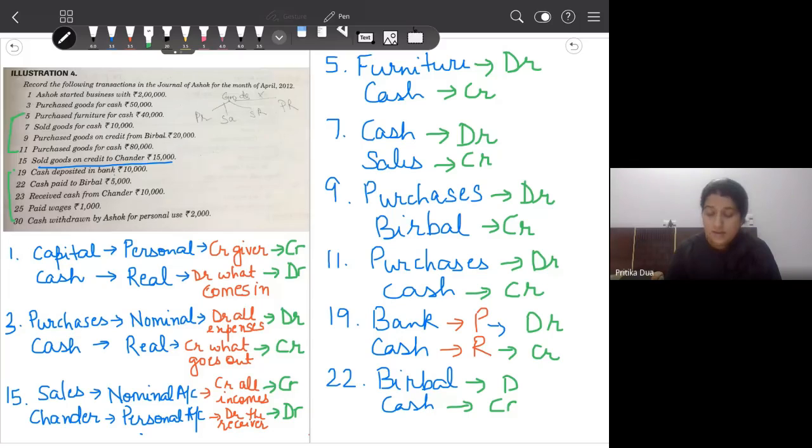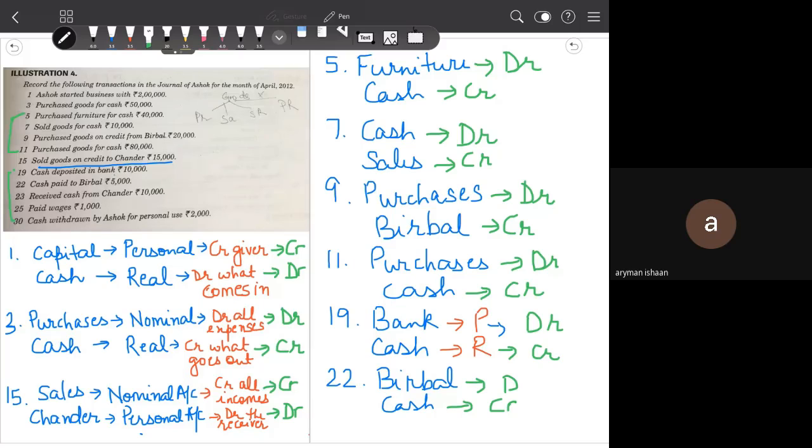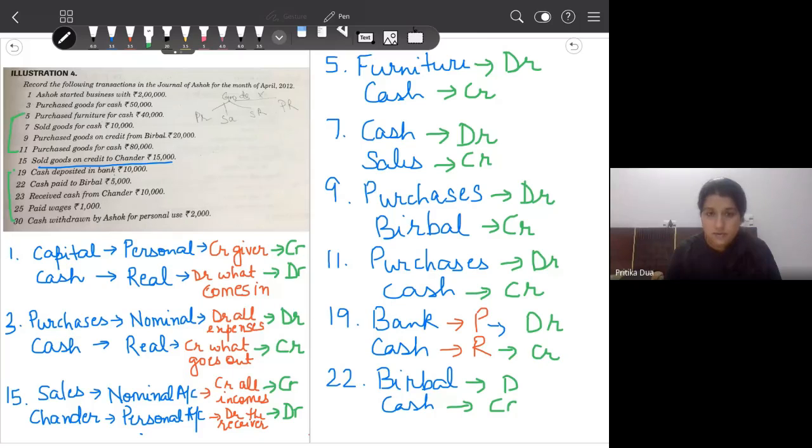Beta, Birbal is a personal account. It is in the name of a person. Okay, he was the creditor for the business. Okay, ma'am. Okay. Yes, Suraj.